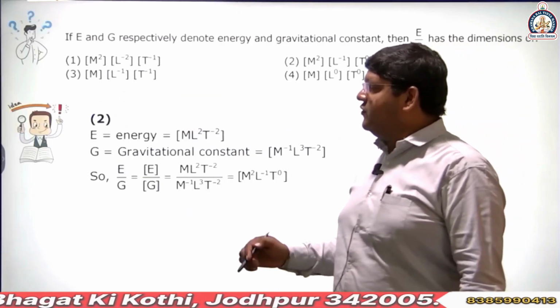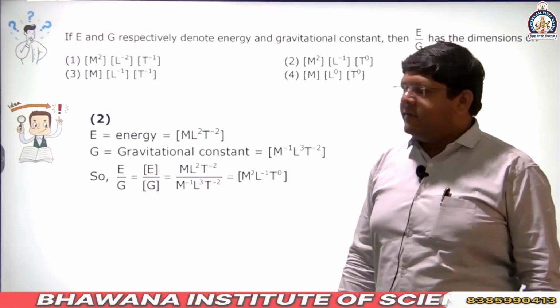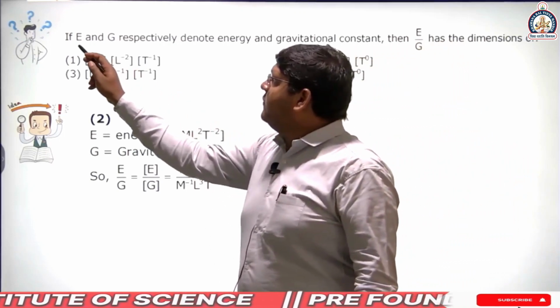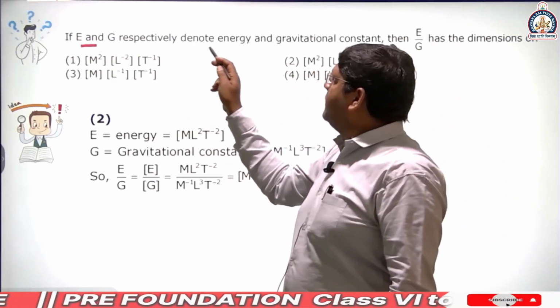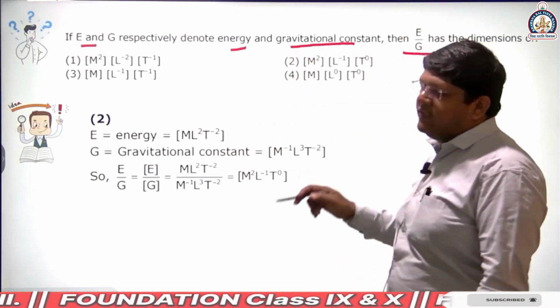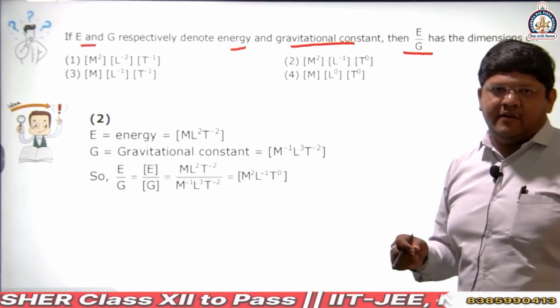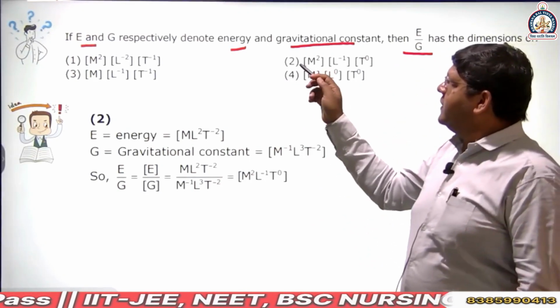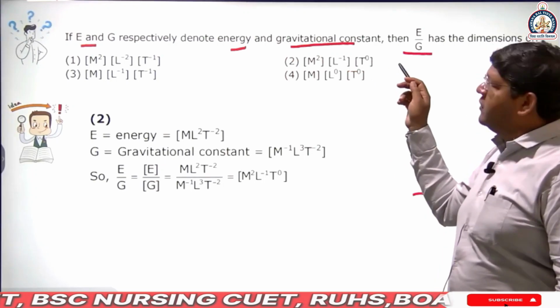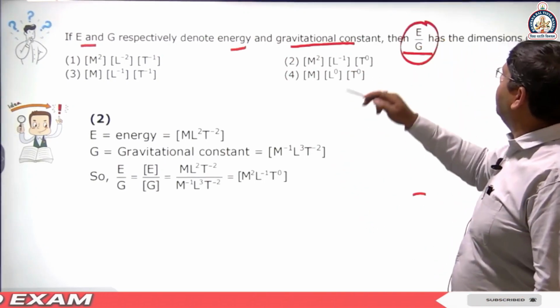Starting with our first question, the first question is from the topic dimension of class 11. The question says, if E and G respectively denote energy and gravitational constant, then what will be the value of E upon G? This simple question is regarding the dimension. We know E denotes energy and G denotes gravitational constant. Then what will be the dimension of E upon G?